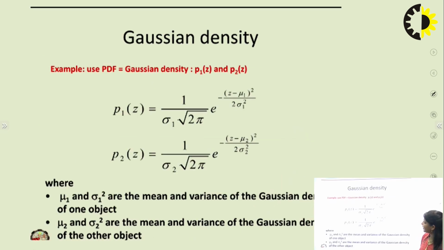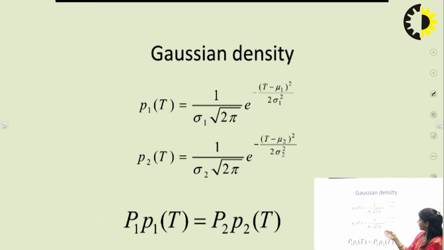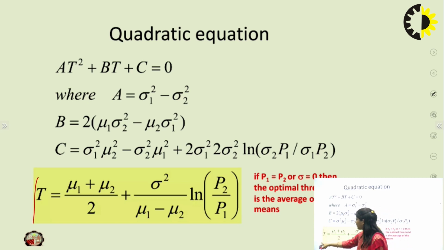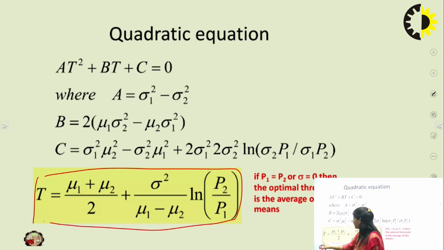This is a Gaussian density. We can calculate the Gaussian density where this formula will be applied. This is the value of P1(z) and this is the value of P2(z), where sigma is the variance and mu is the mean. This is a statistical method where we apply the mean and variance, and after that we can calculate the Gaussian value. Next, this is the value for calculating P1 and P2, and this is a quadratic equation for calculating the threshold. In this case, the threshold will be chosen with the help of this formula.